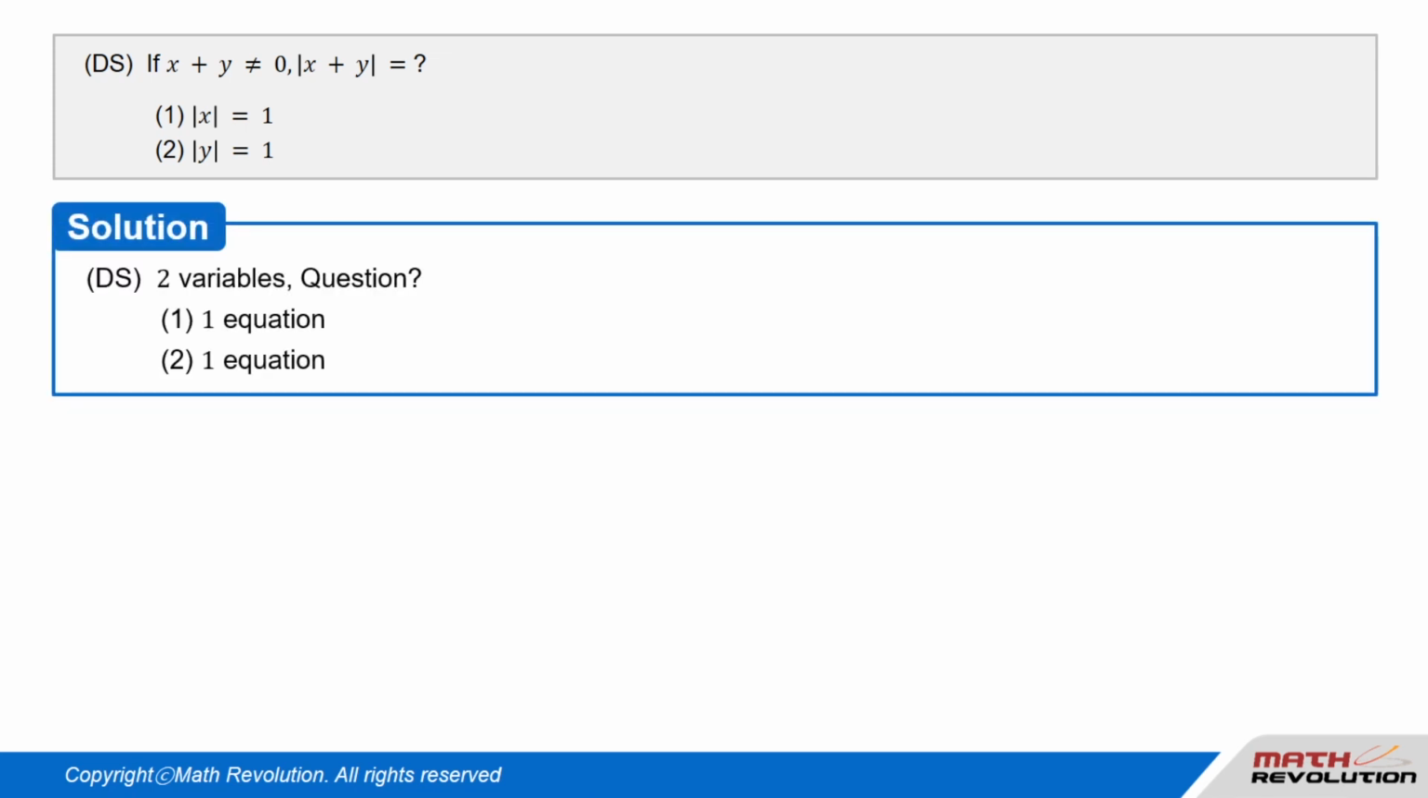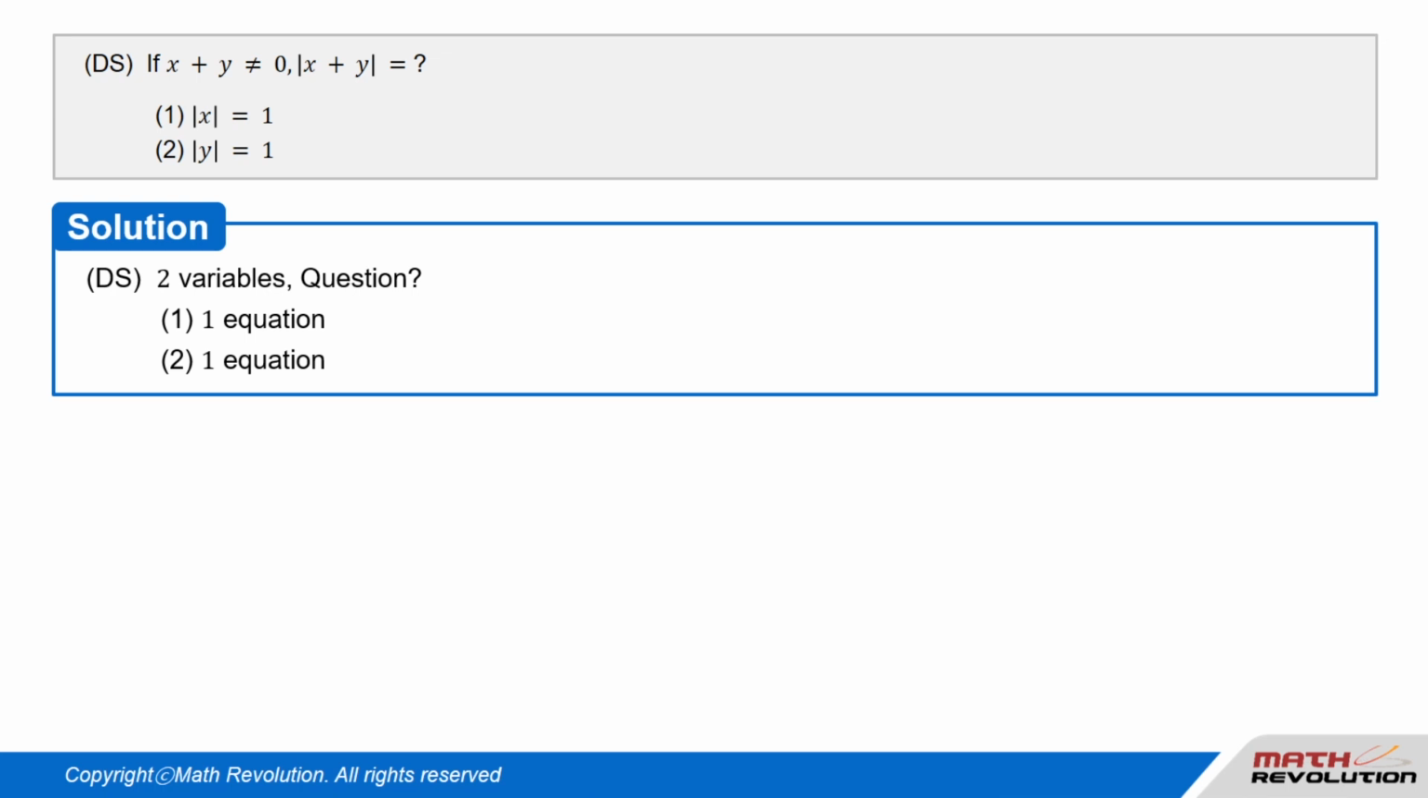Solution. Now we will solve this DS question using the variable approach. DS, two variables, question. Condition 1, one equation. Condition 2, one equation. DS questions with two variables. Let the original condition in a DS question contain two variables.